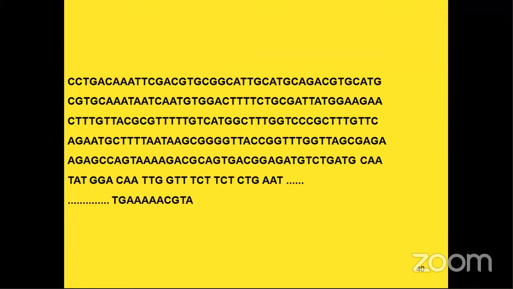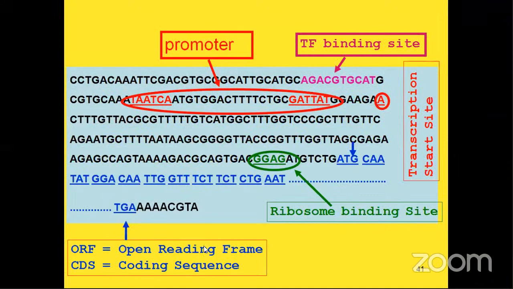This is an example. This is the promoter region. This is the transcription factor binding site. This is called the ribosome binding site, and these are the open reading frame and coding sequences. All these are called annotations, which are obtained by analyzing or comparing the sequence with existing known sequences. Say this is an unknown sequence, and these annotations can be obtained by comparing this unknown sequence with the known sequences present in the database.